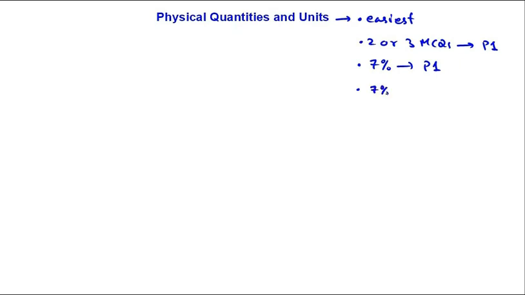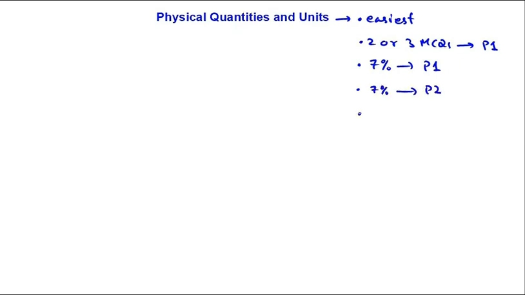The first chapter in the AS Physics syllabus is physical quantities and units. Students, this chapter is the easiest chapter in the whole syllabus. It's also an important chapter from the examination point of view because the first 2 or 3 MCQs of paper 1 are always from this chapter. So we can say that this chapter contributes on average about 7% to paper 1, the MCQ paper. As for paper 2, the theory paper, the average contribution of this chapter is also about 7%.